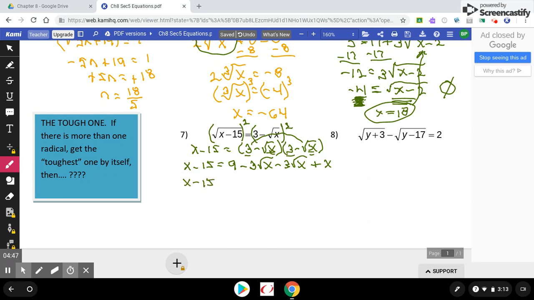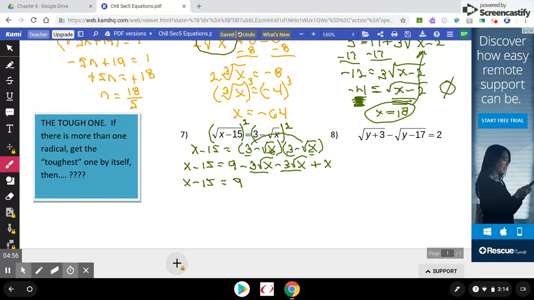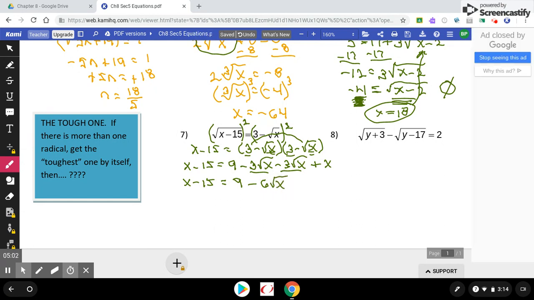Got my x minus 15. I can put this negative 3x and this negative 3 square root of x together because they are like terms. So negative 3 of something and negative 3 of something will be a total of -6 of those guys, plus x. Well, the goal is eventually to get the x on one side, so I'll have to do that eventually. So those guys cancel out conveniently.